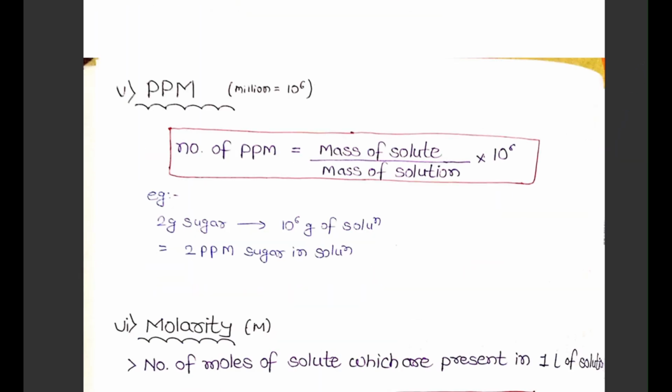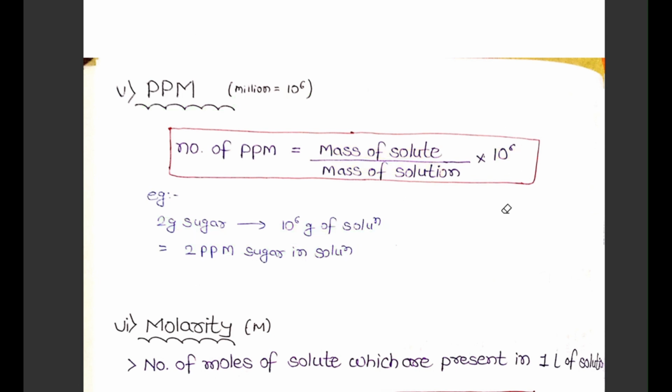Now there is another concentration term, that is parts per million, ppm. 1 million is equal to 10 to the power 6. So it is equal to mass of the solute divided by mass of the solution into 10 to the power 6. So the final formula is mass of solute divided by mass of solution into 10 to the power 6. And there is a question: if 2 gram of sugar is added to 10 to the power 6 gram of solution, then find ppm. Then simply the ppm will be 2 ppm sugar in solution.